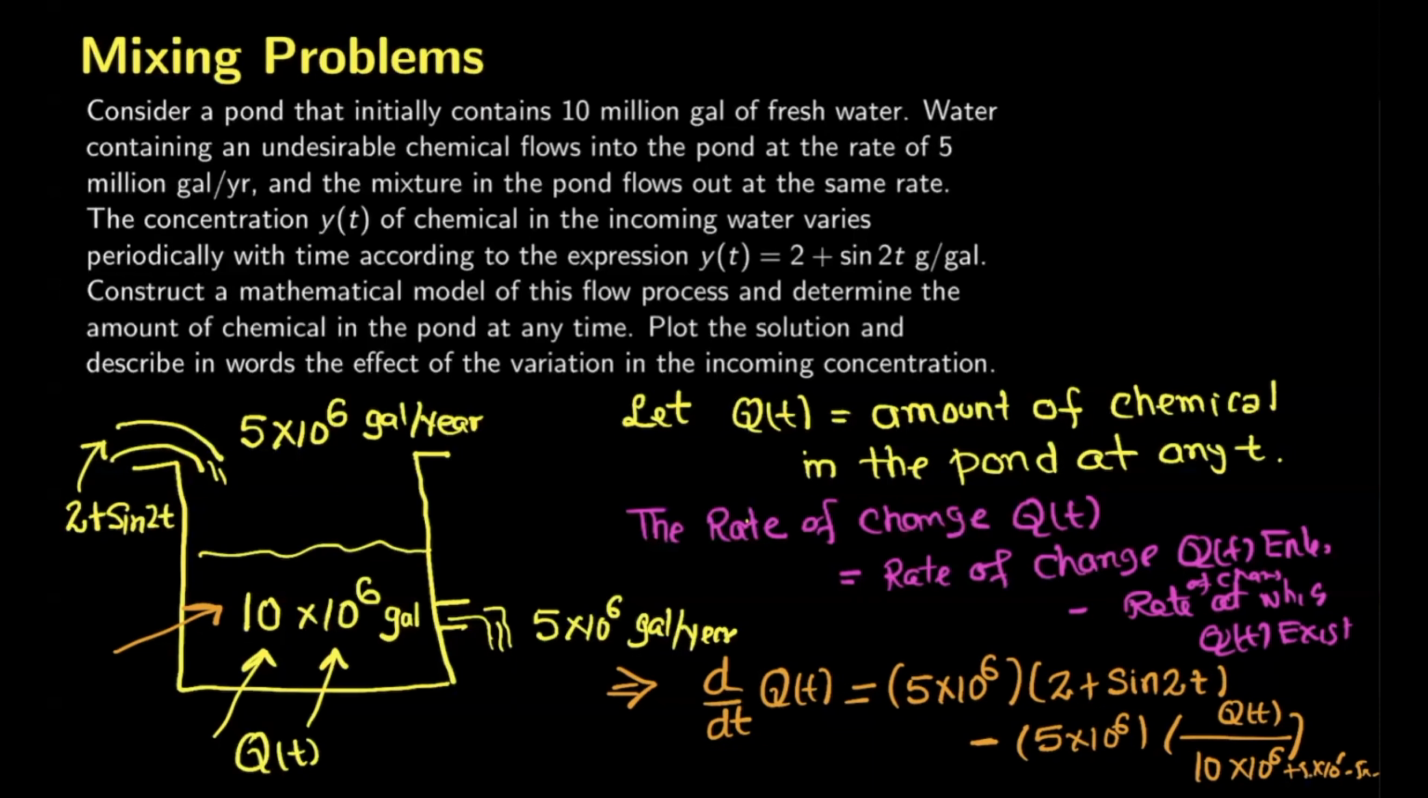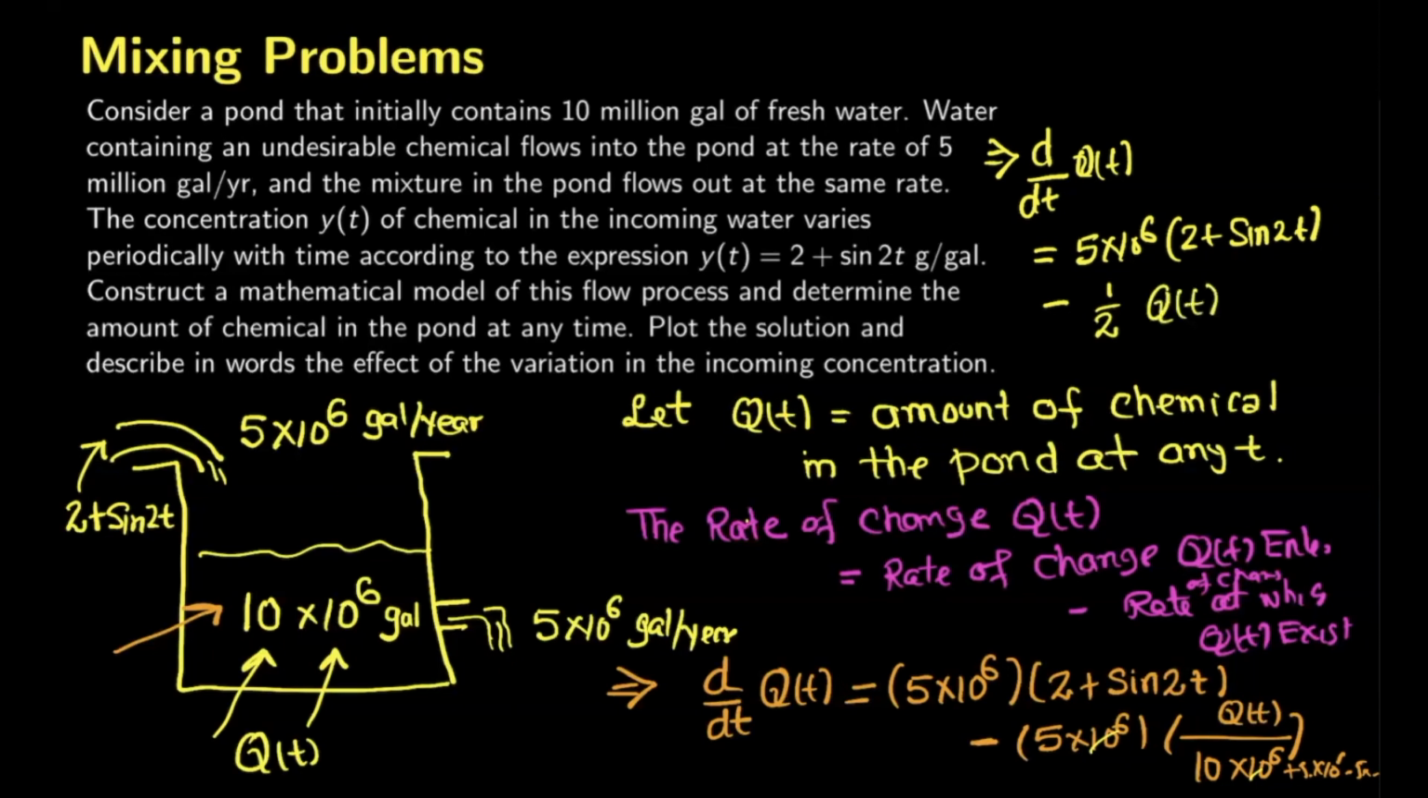So now we have the differential equation. d over dt of Q of t is equal to 5 million times 2 plus sine 2t, minus, after we cancel out the 10 to the power 6, one half Q of t.